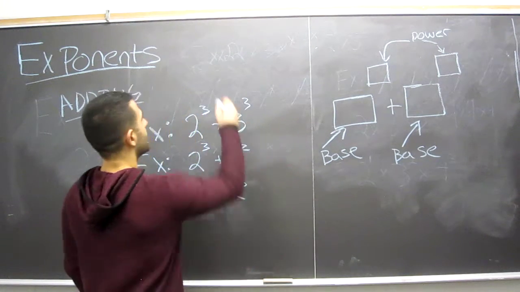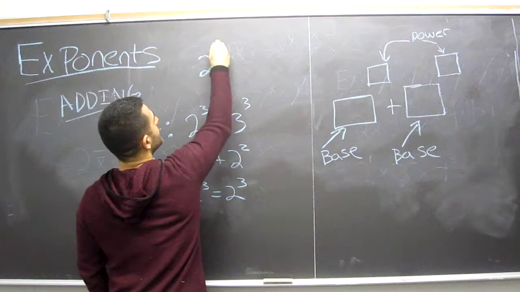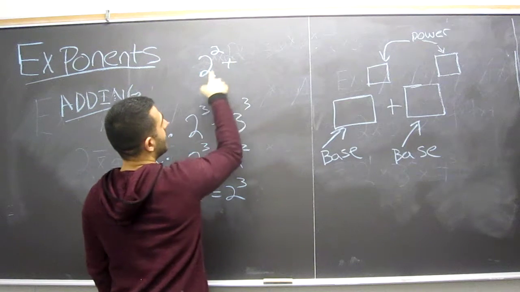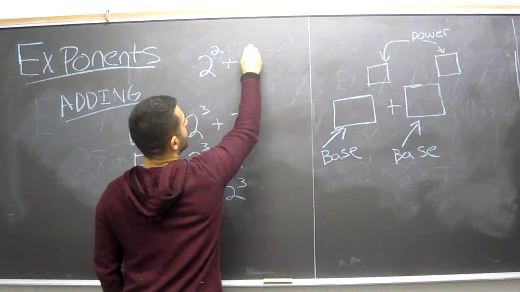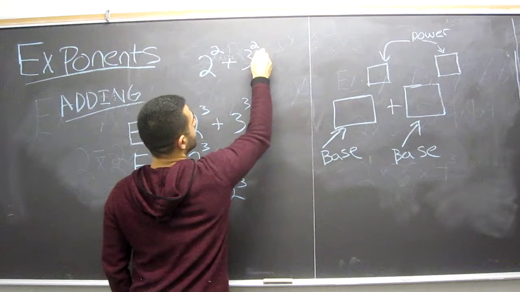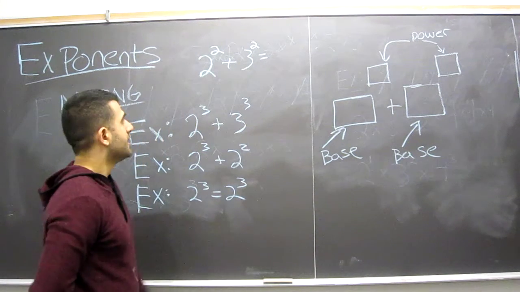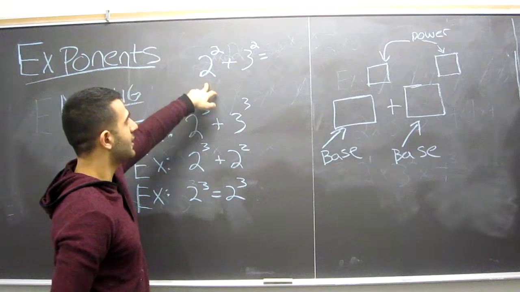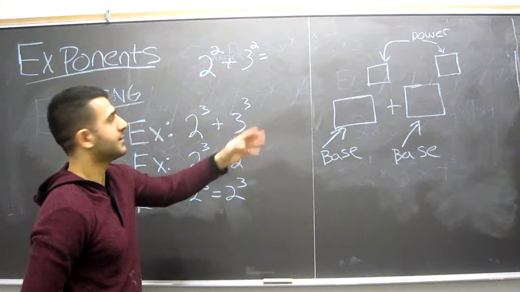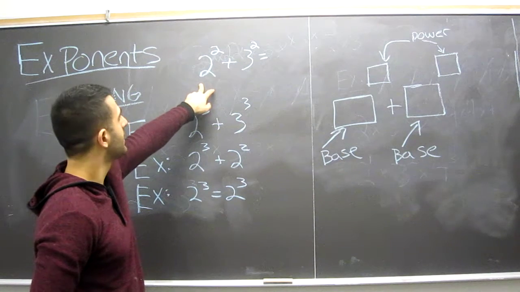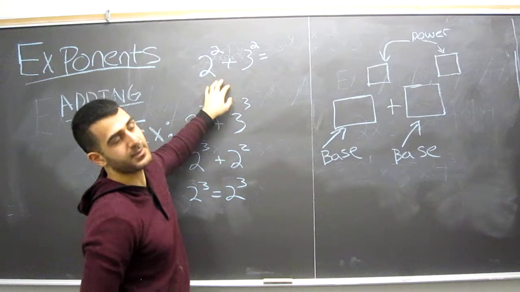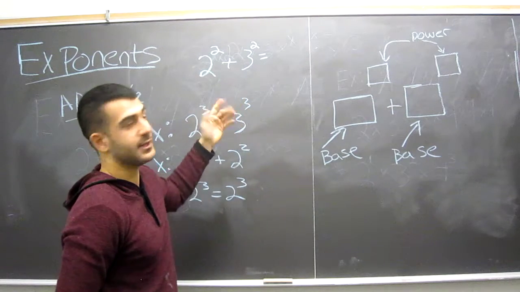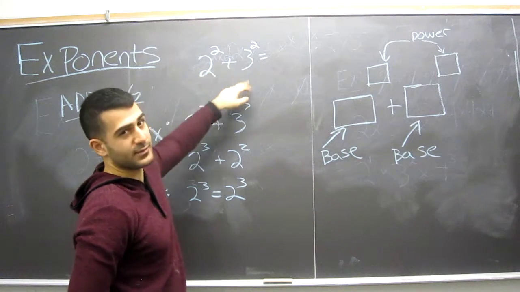So let's say I give you an example here. Let's say I said 2 to the power of 2 plus 3 to the power of 2. Now just looking at it, you can't necessarily just say, oh, I know what that answer is. For smaller powers you might be able to, but for larger powers, good luck. So how would you do this one?